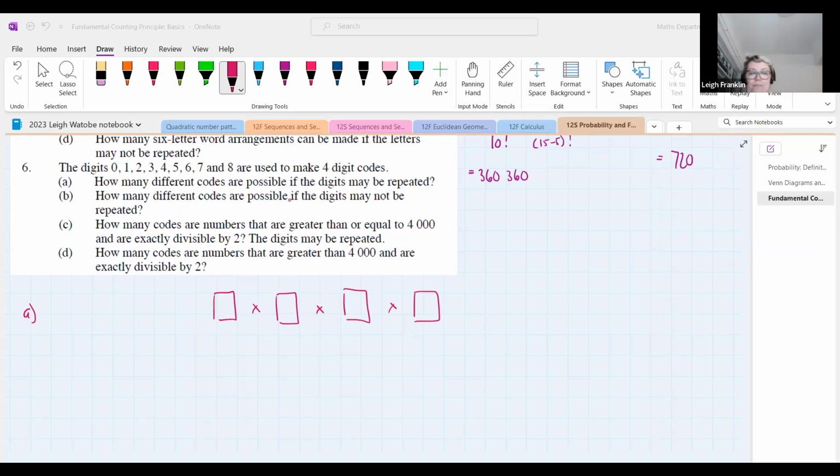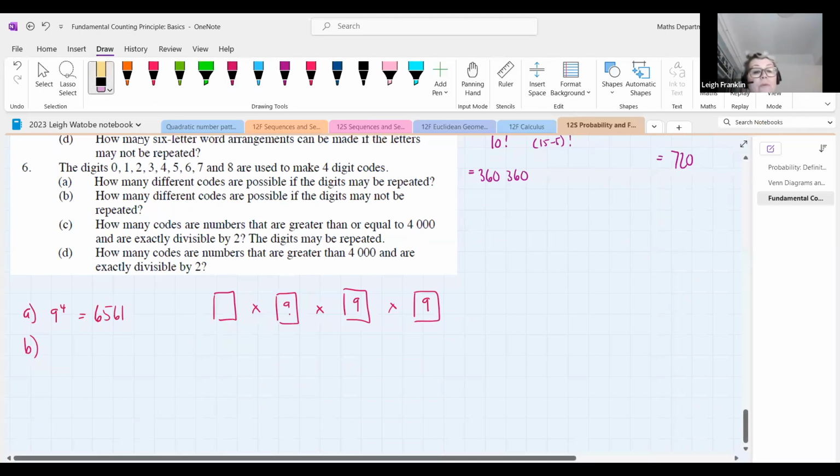What do you guys think? A lot of people are saying 6,561, because there are 9 ways to fill the first block, 9 ways to fill the second, 9 ways to fill the third, 9 ways to fill the fourth. So that's 9 to the power of 4, which is where you get your 6561 from, because repetition is allowed. In part B, it says how many different codes are possible if repetition is not allowed.